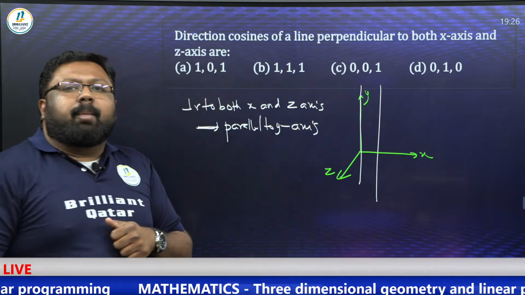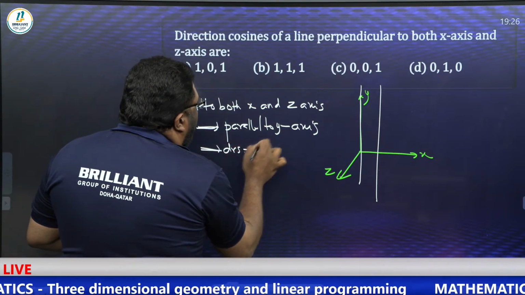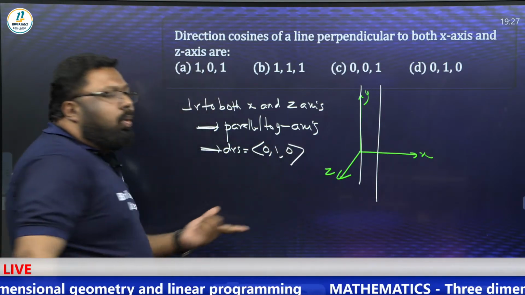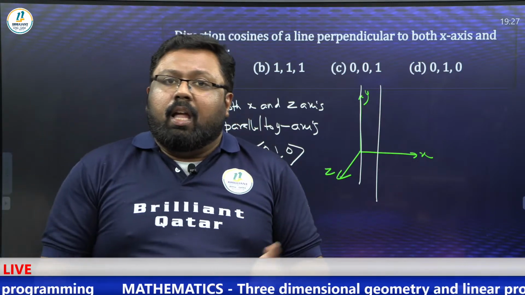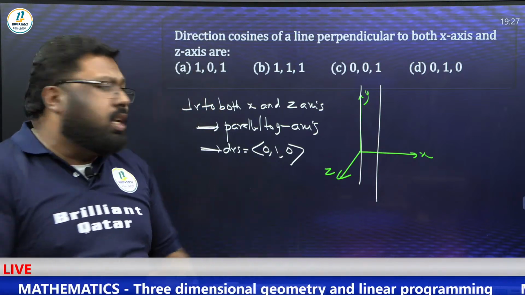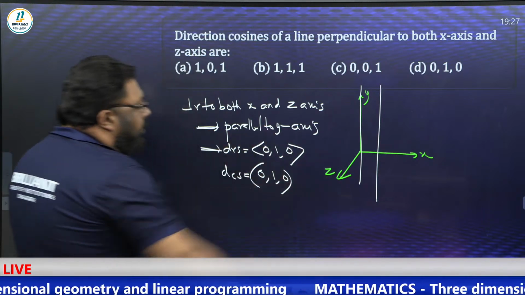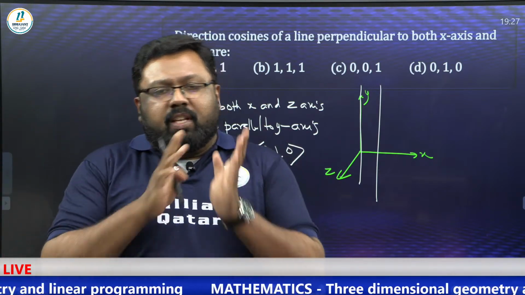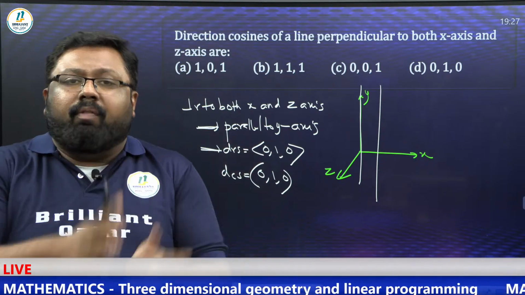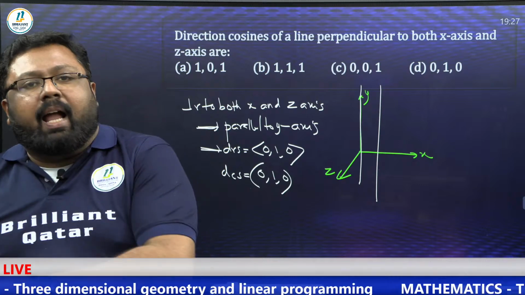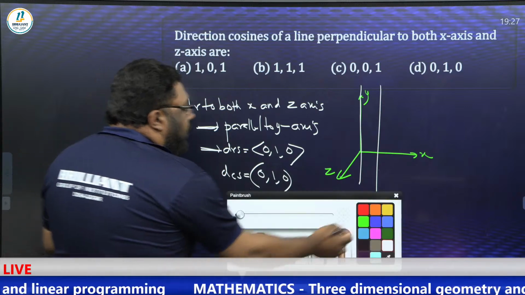So once again, every line perpendicular to both x and z axis implies it is parallel to y-axis. And what did we learn about parallel lines? Same DRs. That implies direction ratios equal, we already learned what are the direction ratios of a line parallel to y-axis. Y-axis is 0, 1, 0. So parallel to y-axis is also 0, 1, 0. So what are the direction cosines? That is also the same. Any line which is parallel to y-axis has DRs and DCs the same. So direction ratios and direction cosines of any line parallel to y-axis are both 0, 1, 0. Option D.